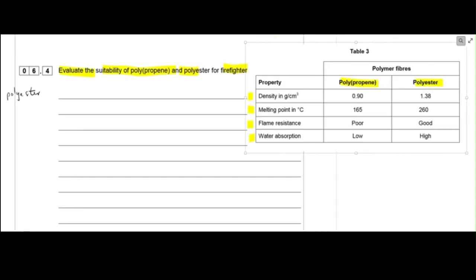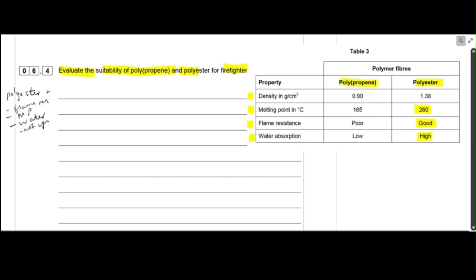Let's look at polyester. So polyester, well, we can see from the table, it's got good flame resistance. It's got a high melting point. It's got high water absorption. So these are all good things we can use to compare it to polypropene. So let's look at some of the negative things for polyester, some of the disadvantages. Well, the polyester's got a high density, which makes the cloth heavy. It absorbs water when it gets wet, which could also make it heavy.